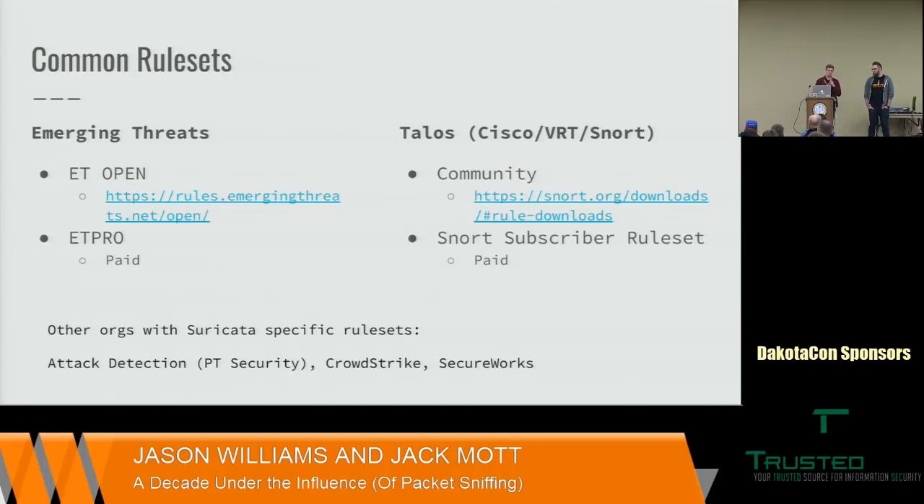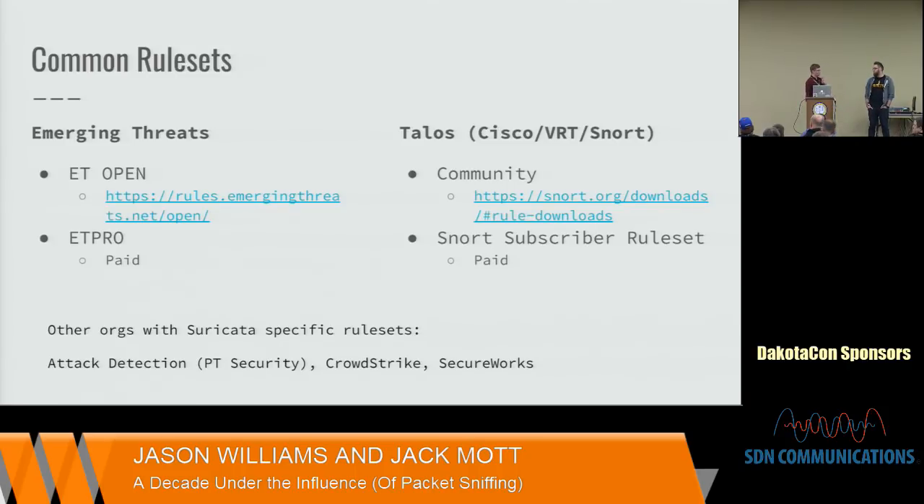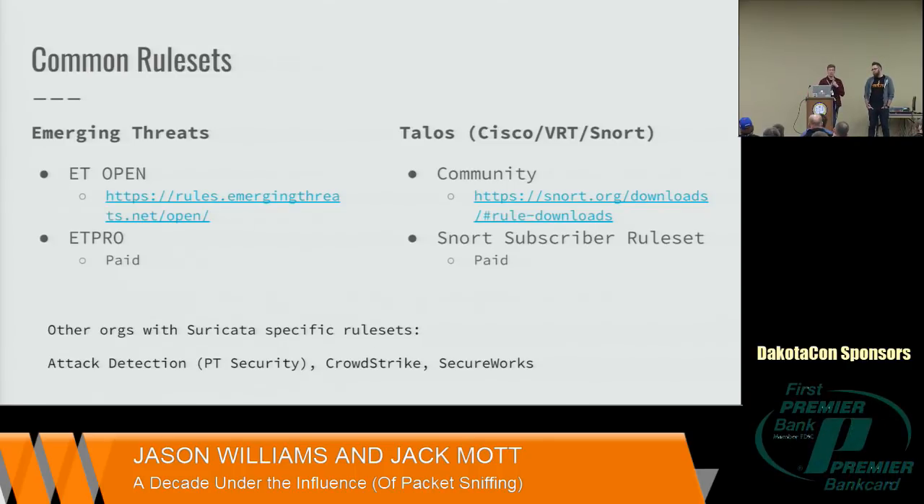So when we talk about rule sets, we mentioned our rule set, the Emerging Threats rule set, a couple of times. We have an open rule set, so this is free. Anyone can use it. I think it falls under the same license as Suricata. Essentially anyone can go to this URL, hit it, download the rules, mess with it in your network, do whatever you want with it.